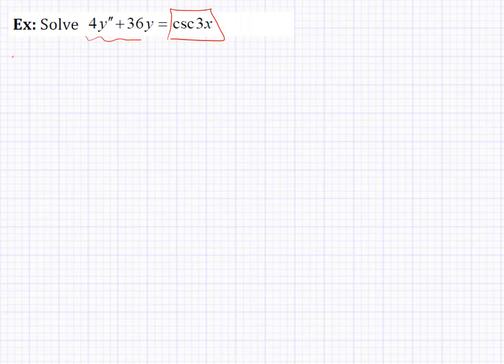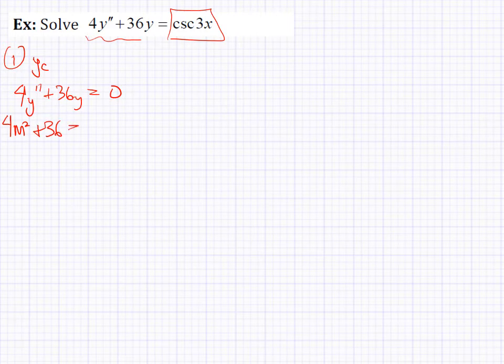So first thing we're going to do is find y sub c, okay? And so we're going to solve the associated homogeneous 4y double prime plus 36y equals 0. That means our auxiliary is going to be 4m squared plus 36 equals 0, giving us m equals plus and minus 3i, because we'll get a negative 9. We move the 36, divide by the 4, we get a negative 9, and so the square root of negative 9 is going to give us plus or minus 3i.